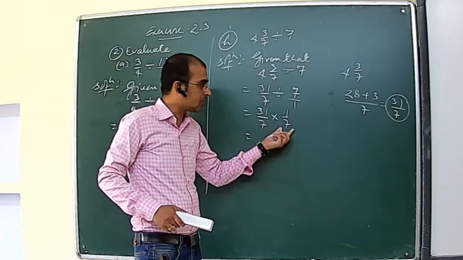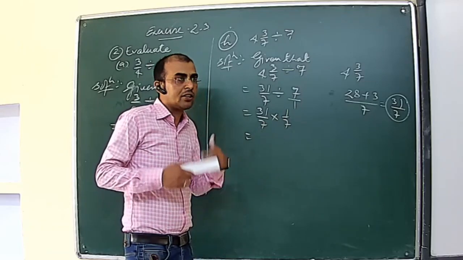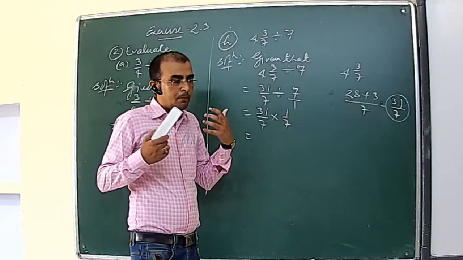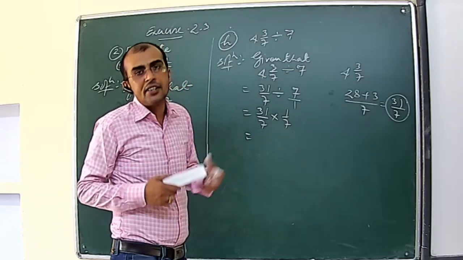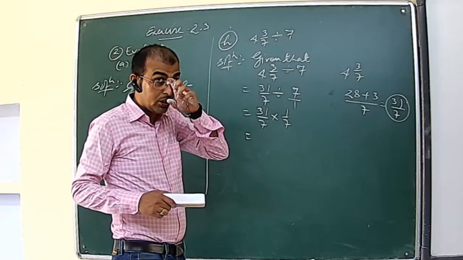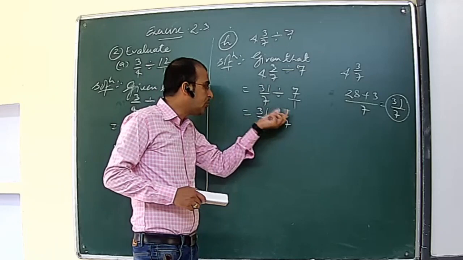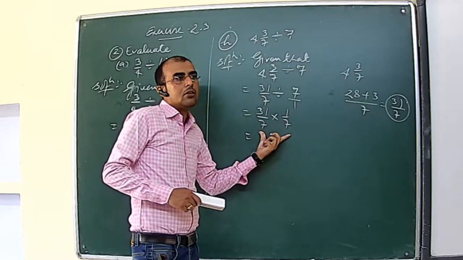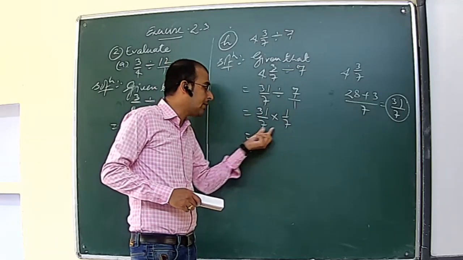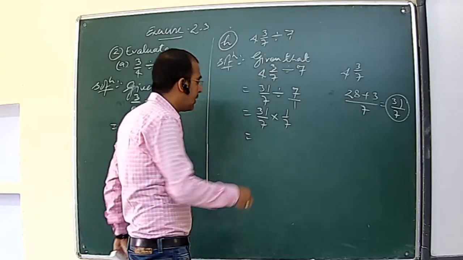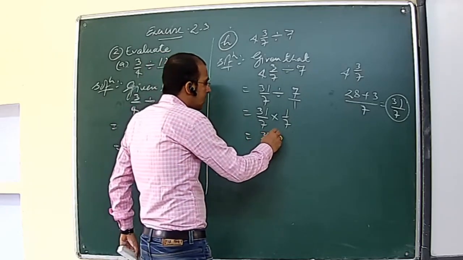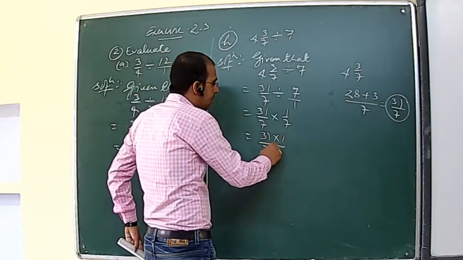This is a unit fraction because a fraction whose numerator is 1 is said to be the unit fraction. So here the 1 is given, so 31 into 1 divided by denominator. And what is the denominator? 7 into 7. So we can write 31 into 1 divided by 7 into 7.